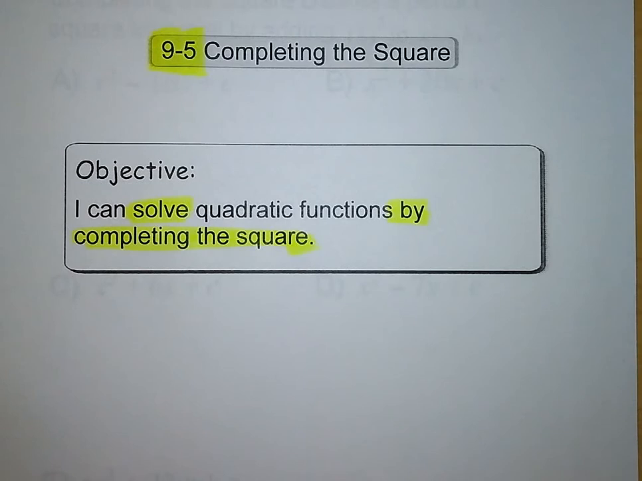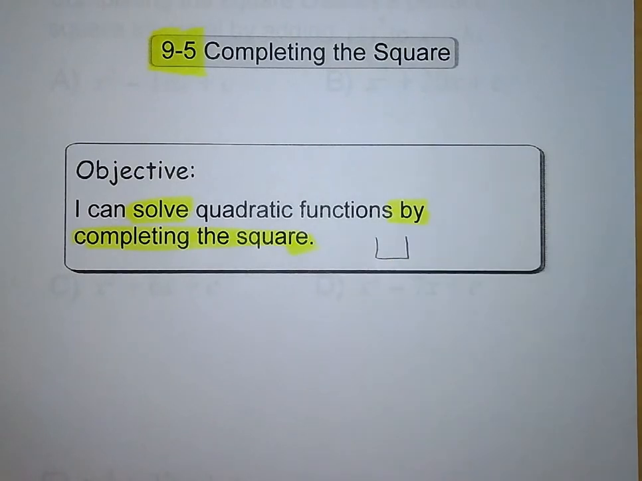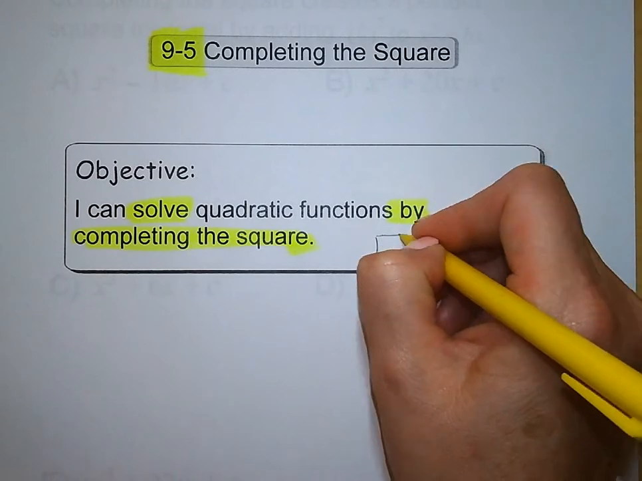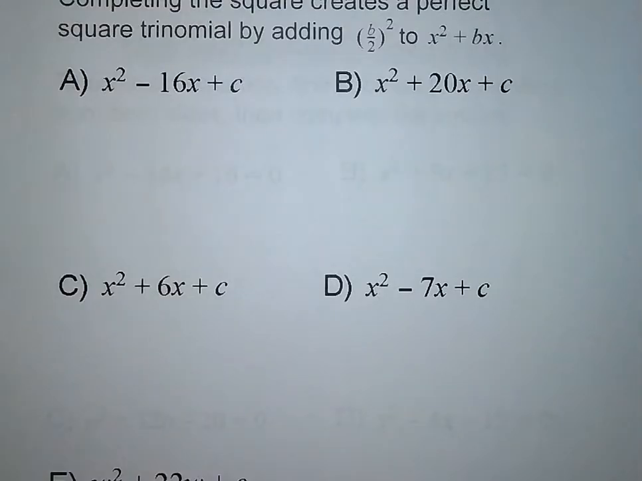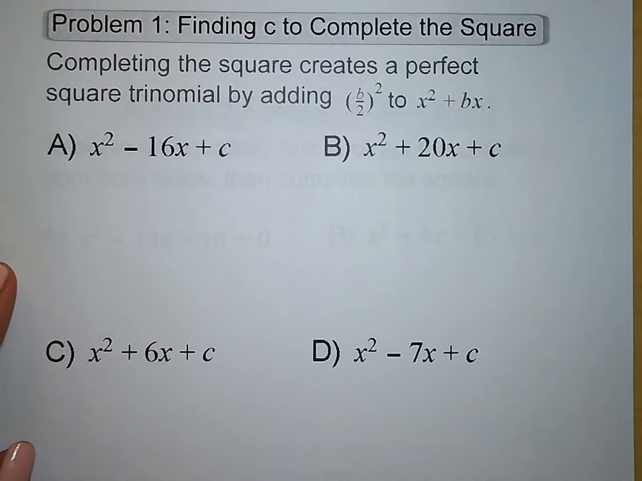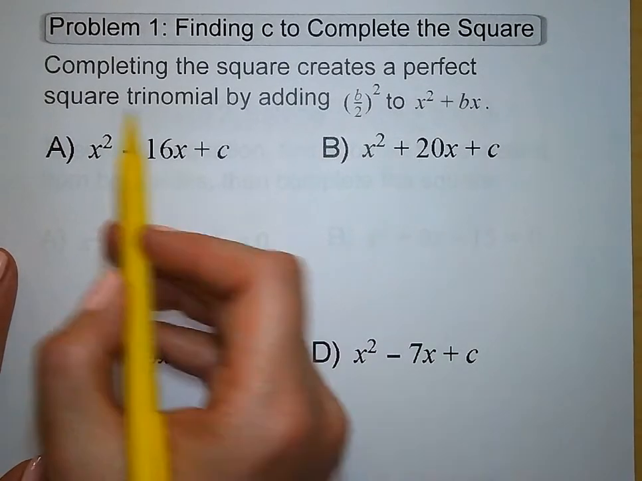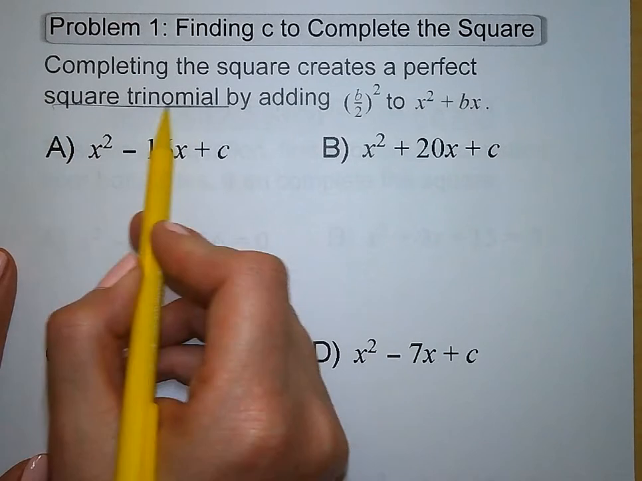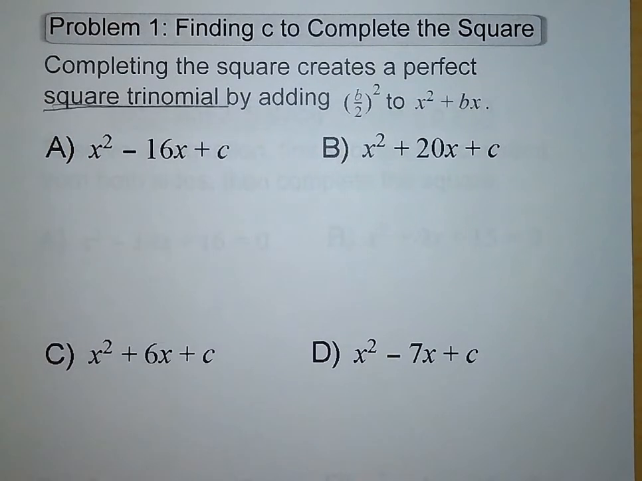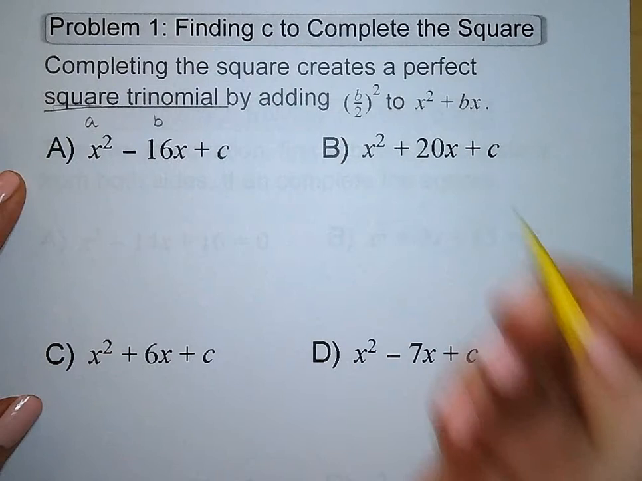Our objective for the day is to be able to solve quadratic functions by completing the square, which Ms. Zirzo just did. Alright, problem number 1, finding c to complete the square. So what we're doing in this process is creating a perfect square trinomial that we can factor very nicely by adding b over 2 squared to x squared plus bx. So right now we've got x squared minus 16x plus some number that we're trying to figure out.